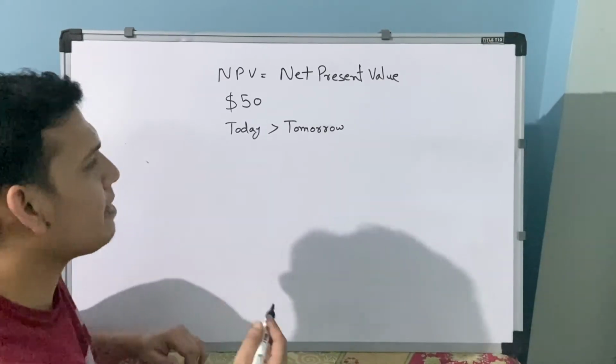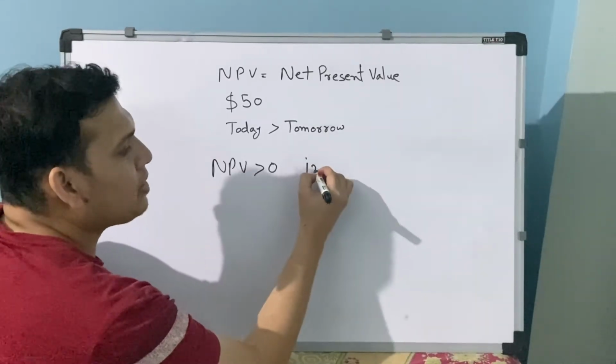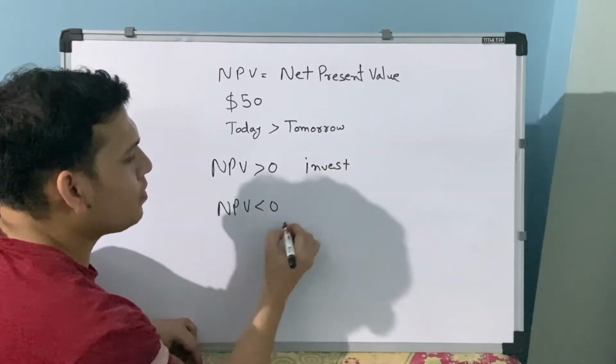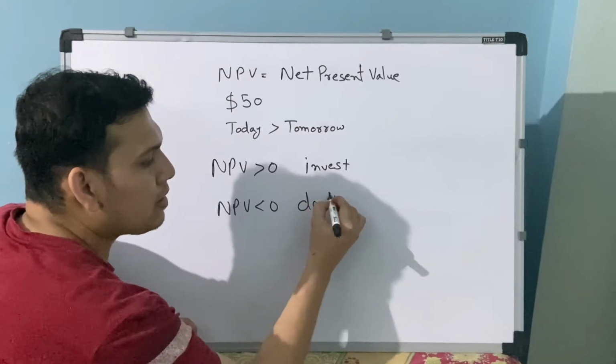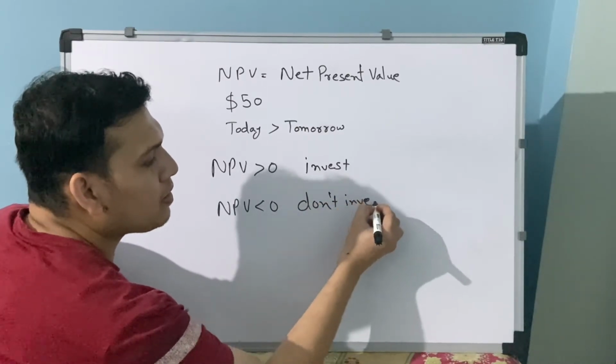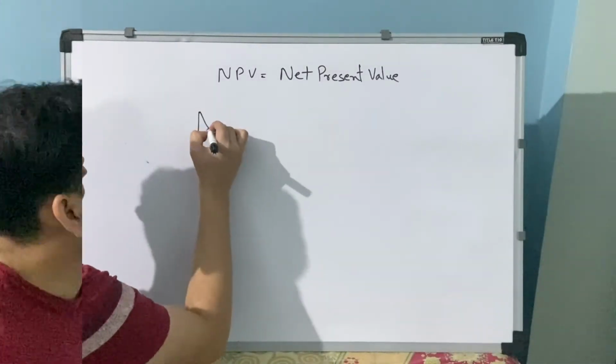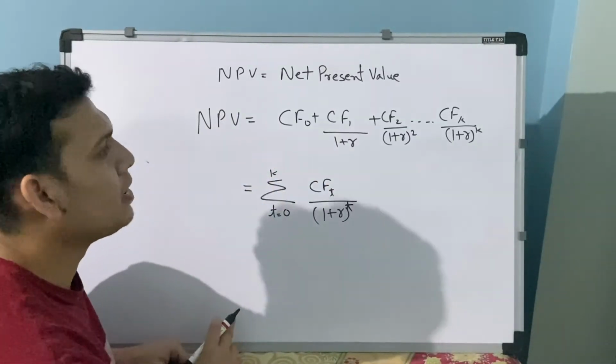If that NPV is greater than 0, one must invest. If NPV is less than 0, don't invest. So this is the basic funda of NPV. Now if we go by formula, this is the formula of net present value.